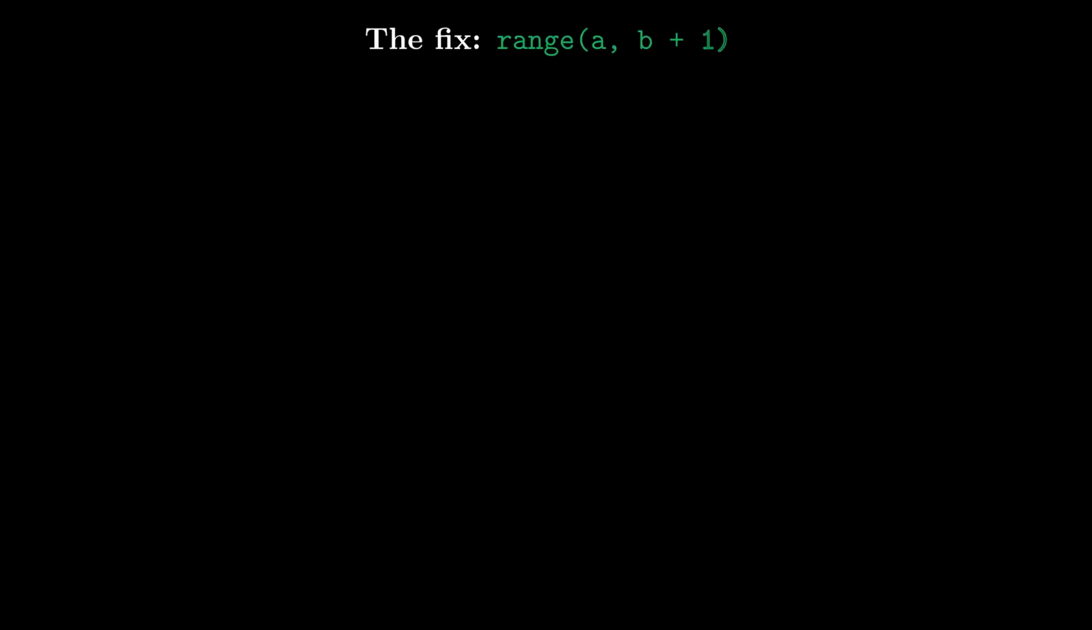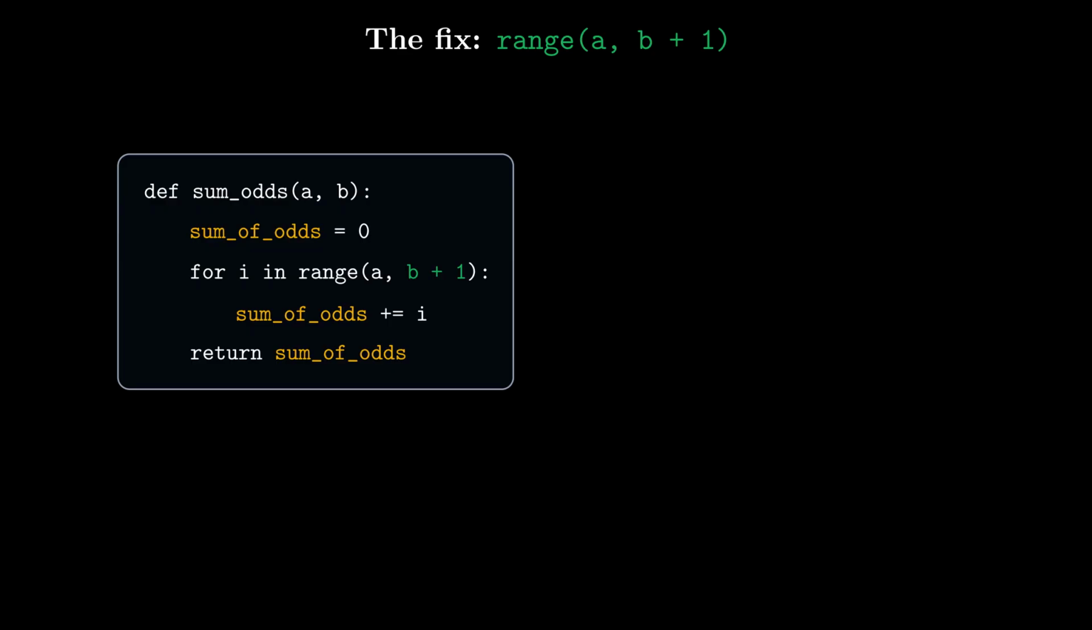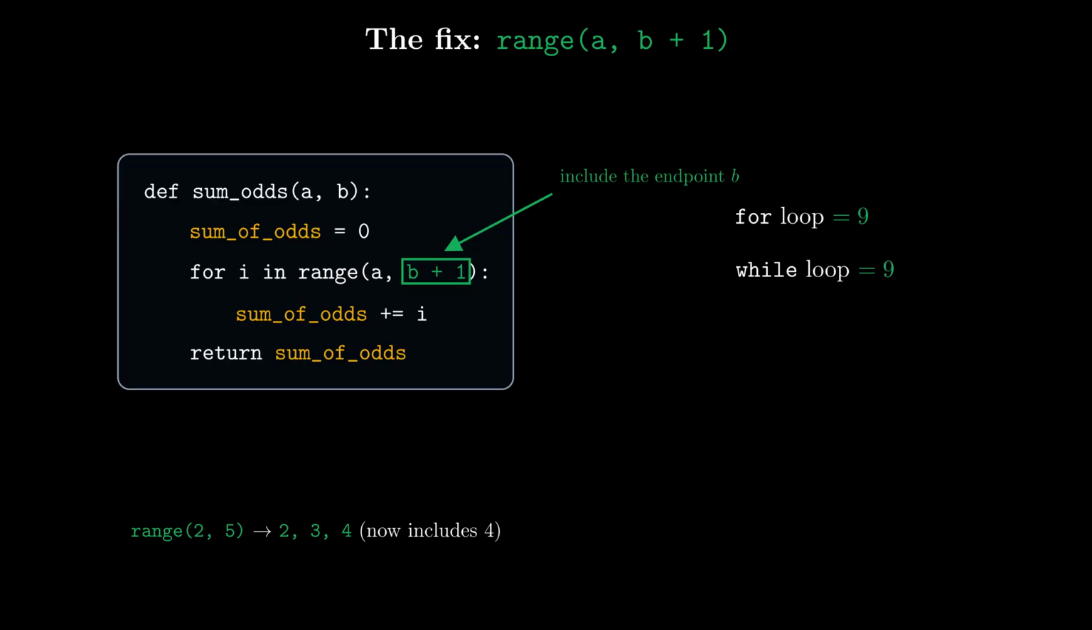The fix is small. Change the end of the range from B to B plus 1. Now range of 2 to B plus 1, that is range of 2 to 5, produces 2, 3, and 4, including the endpoint. Run it again. The for loop now gives 9, matching the while loop. Both agree, so the sum all version is correct.